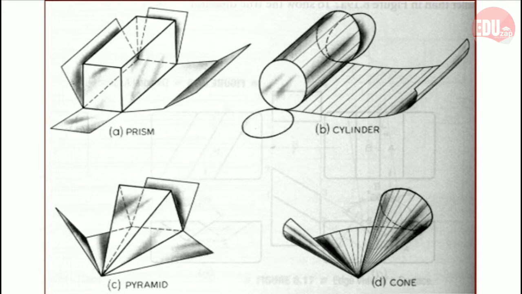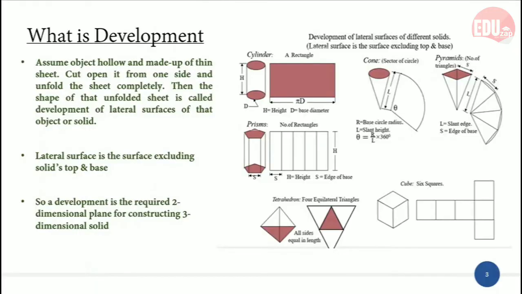Sheet metal applications are the most common thing. We need this development. Lateral surface means we are excluding the top and bottom face. In our syllabus, we are dealing only with the lateral surface, but in actual production, it is required. But in our syllabus, it only deals with the development of lateral surface. We are excluding the top face and base. Okay.